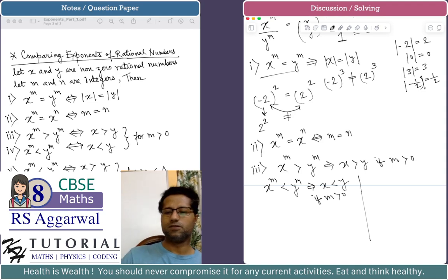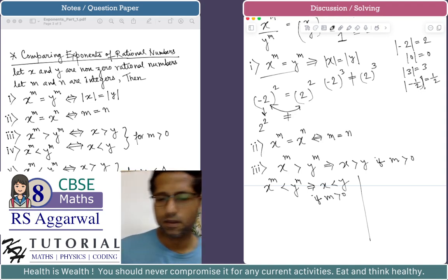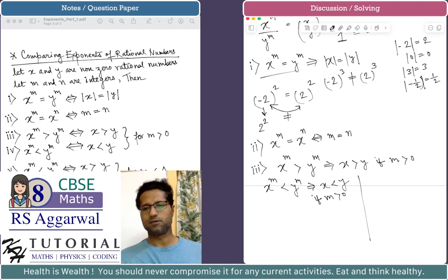So for m greater than 0, if the power m is a positive integer, we have two cases. If x is greater than y, then we will have x to the power m greater than y to the power m, and if x is less than y, we will have x to the power m less than y to the power m.